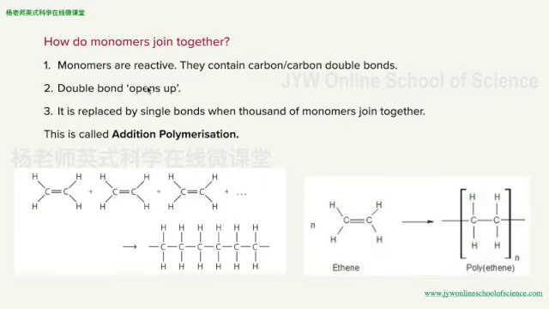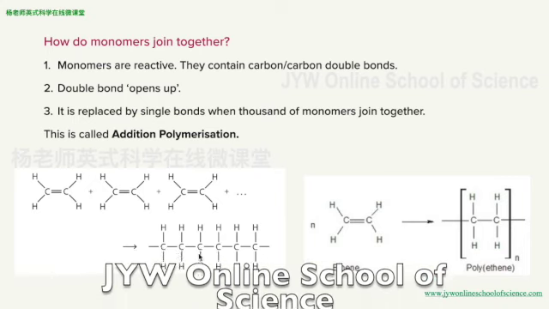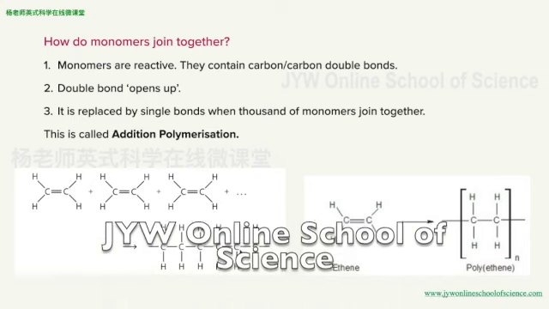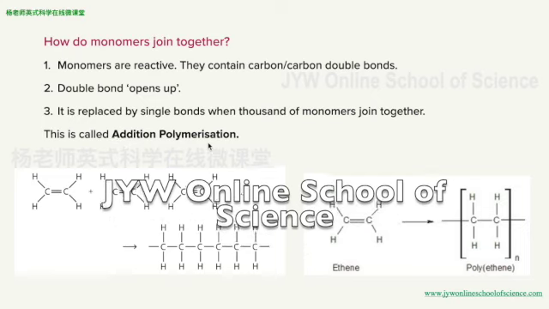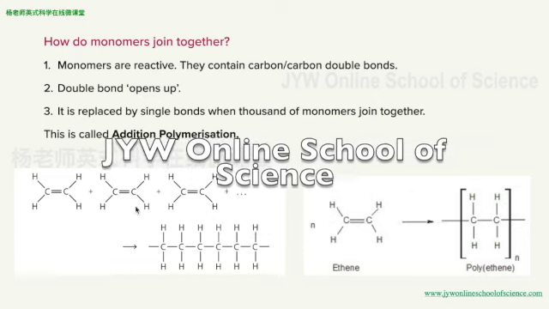How do monomers join together? Because monomers are reactive, they have a carbon-carbon double bond. For instance, ethene, you see the carbon-carbon double bond. So this is ethene. If I have 3 ethene molecules, when they join together, one of the bonds opens up and links with the other carbon. So they form a polymer like this. They all become carbon-carbon single bonds, and this is a saturated hydrocarbon. That is called addition polymerization, which means we simply add them together.